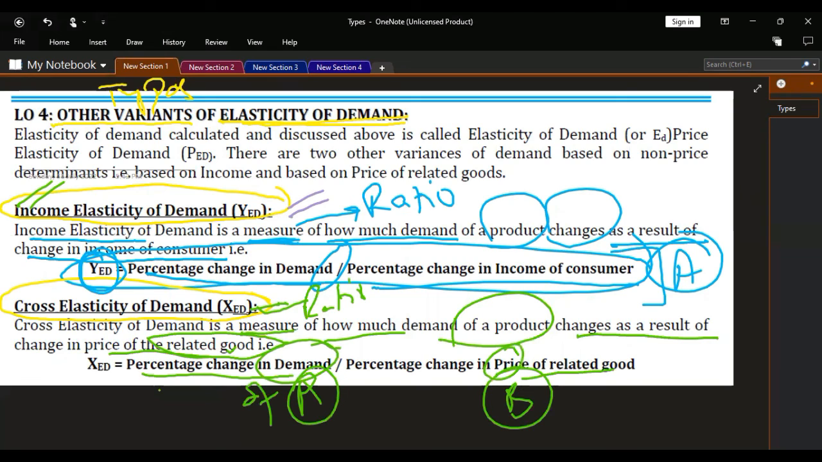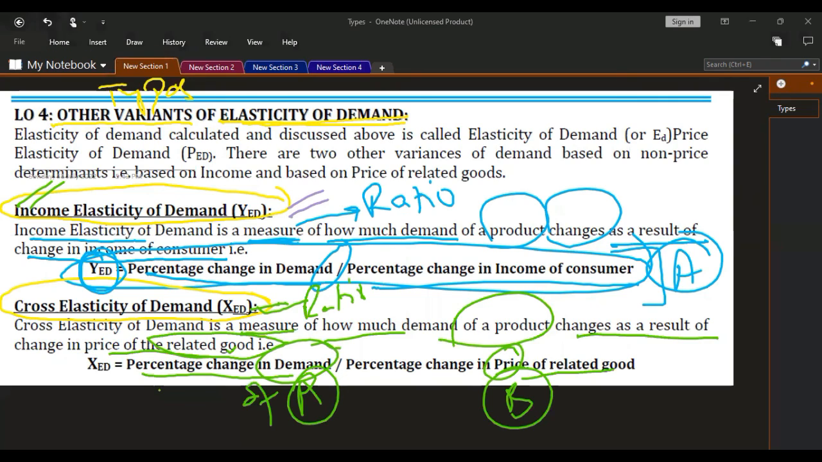So, this is our today's class in which we have studied the two other types of elasticity of demand. First is income elasticity of demand and second one is cross elasticity of demand. Hope the concept has been well explained.